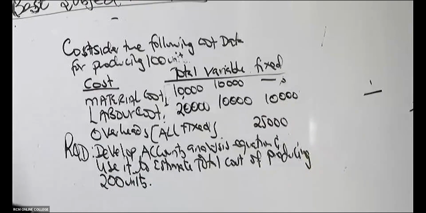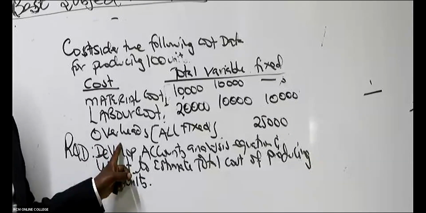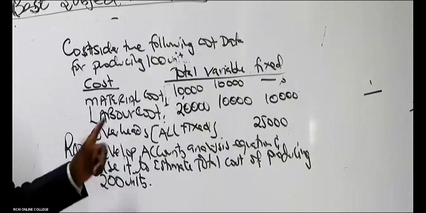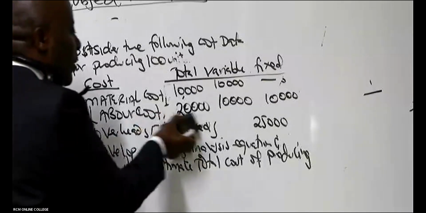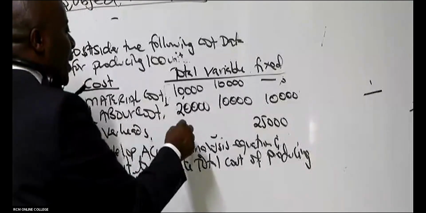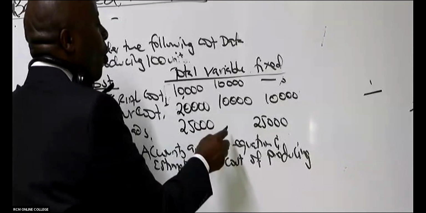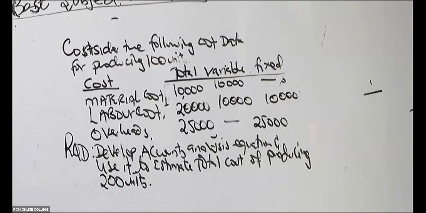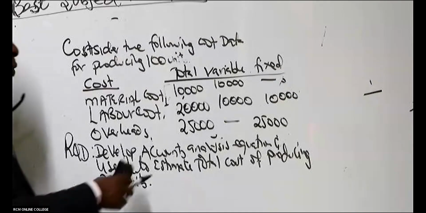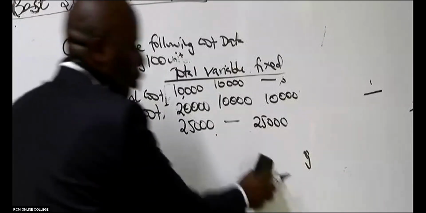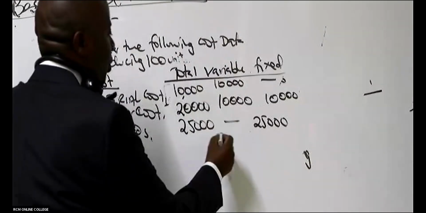How about overheads? 25,000, all variable or all fixed? All fixed here. Great. So I'll write here, overheads, the total is 25,000 and all is fixed. There is nothing that is variable, isn't it? And we are done with the accounts analysis. Now, give us the total variable cost and the total fixed cost.